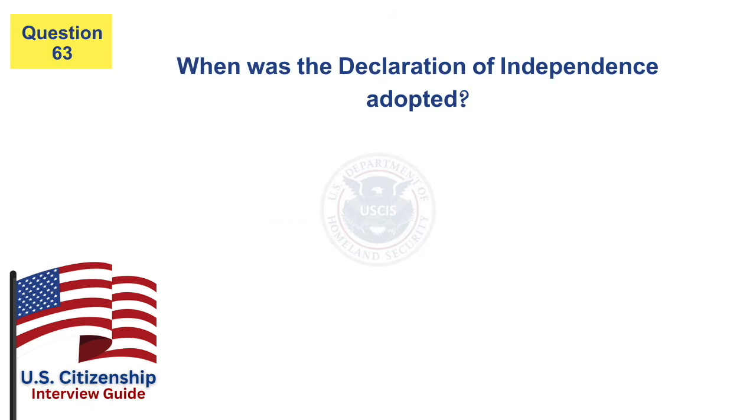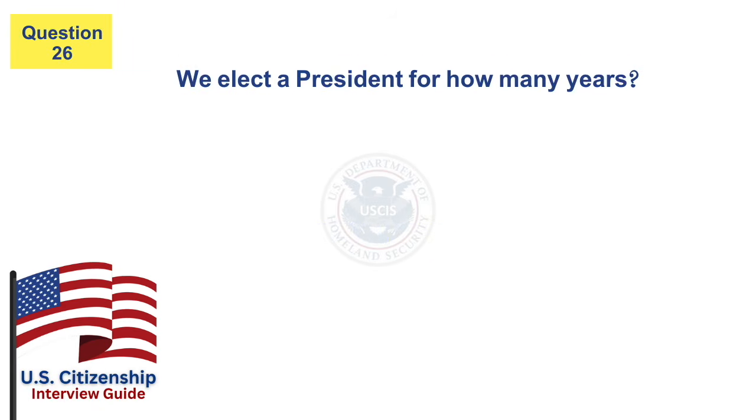When was the Declaration of Independence adopted? July 4, 1776. We elect a president for how many years? 4.